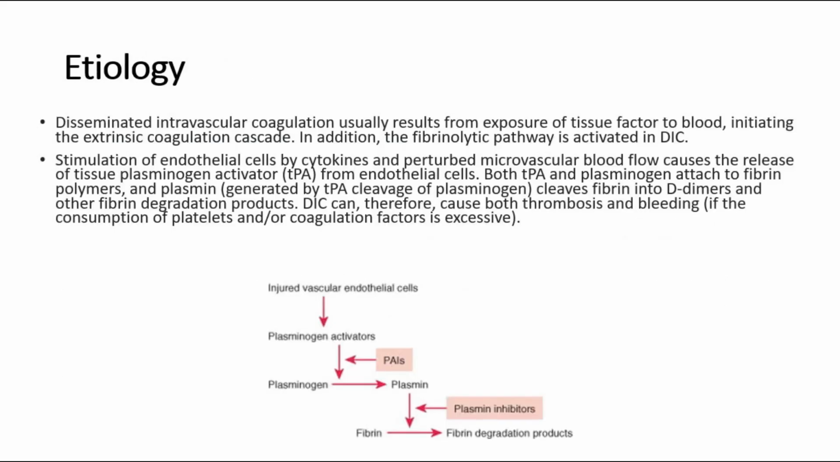For etiology, this condition usually results from exposure of tissue factor to blood, initiating the extrinsic coagulation cascade. In addition, the fibrinolytic pathway is activated in DIVC. Stimulation of endothelial cells by cytokines and perturbed microvascular blood flow causes the release of tissue plasminogen activator from endothelial cells. Both TPA and plasminogen attach to fibrin polymers, and plasmin generated by TPA cleavage of plasminogen cleaves fibrin into D-dimers and other fibrin degradation products. DIVC can therefore cause both thrombosis and bleeding if the consumption of platelets and coagulation factors is excessive.